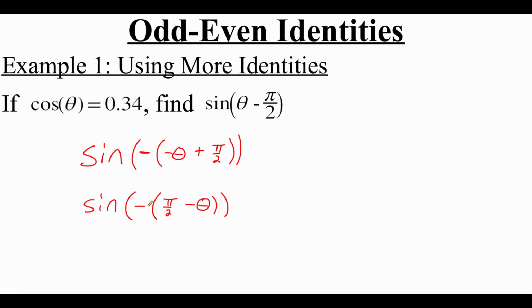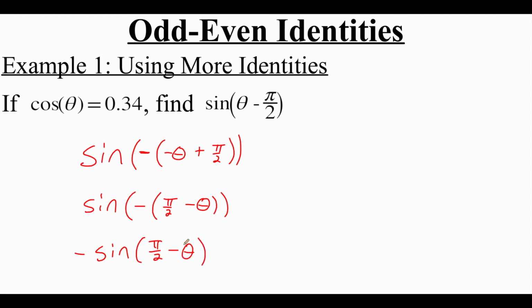Now I see this negative that I just factored out of the stuff on the very inside. We just talked about sine being an odd function. So if I have the opposite of a specific angle, what I'm allowed to do is take that negative and pull it out in front of the sine. So this is going to become the opposite of the sine of pi over 2 minus theta.